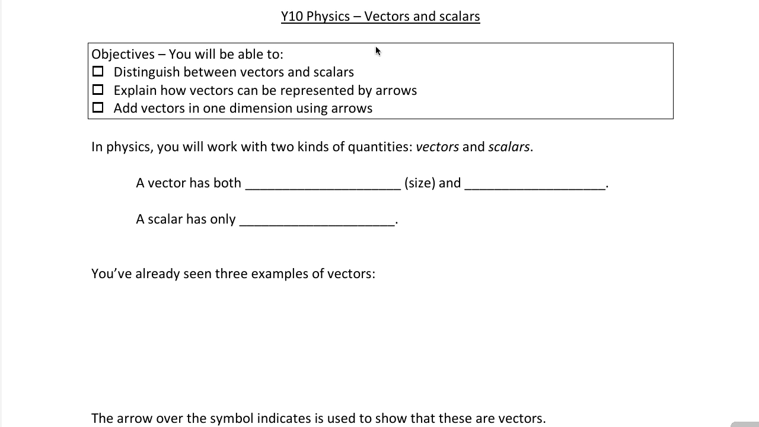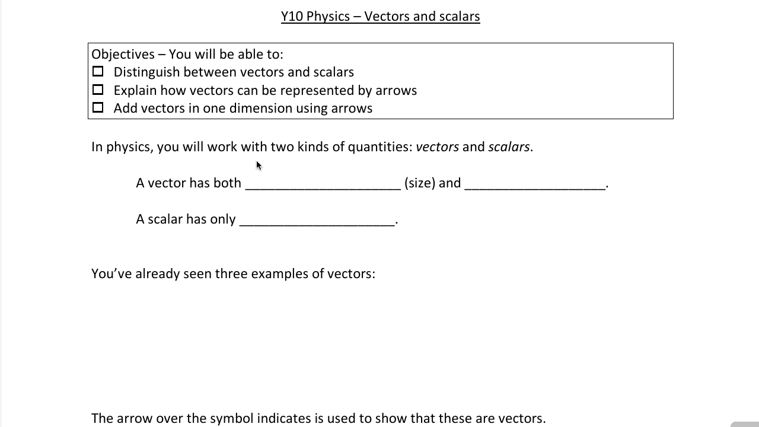Okay, in the previous couple of lessons, I've sometimes made reference to vectors, and now we're going to discuss them in more detail. So that by the end of this lesson, you should be able to distinguish between vectors and scalars, explain how vectors can be represented using arrows, and add vectors in one dimension using arrows, as well as knowing that it can work in two dimensions too.